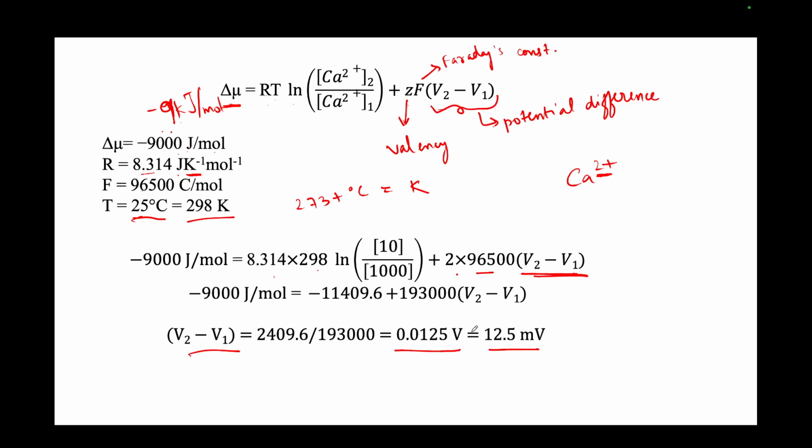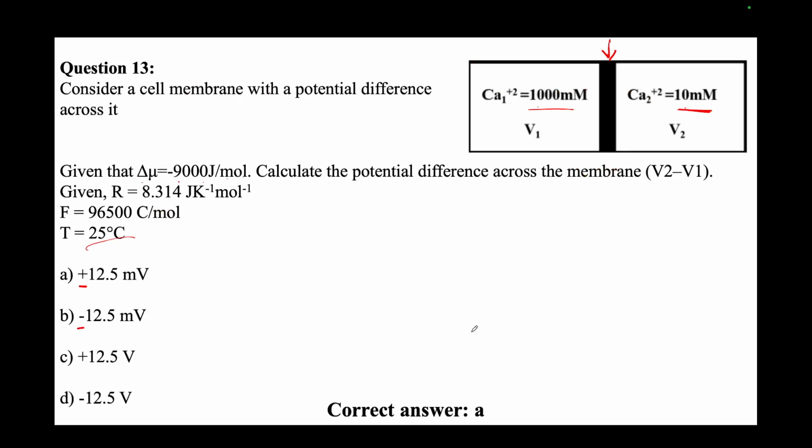Why did we get a positive potential difference? Because the concentration at V2 is less than the concentration at V1. So, the potential difference is positive. If I calculate for V1 minus V2, I will get a negative potential. Why? Because the concentration at V1 is already higher than the concentration at V2.